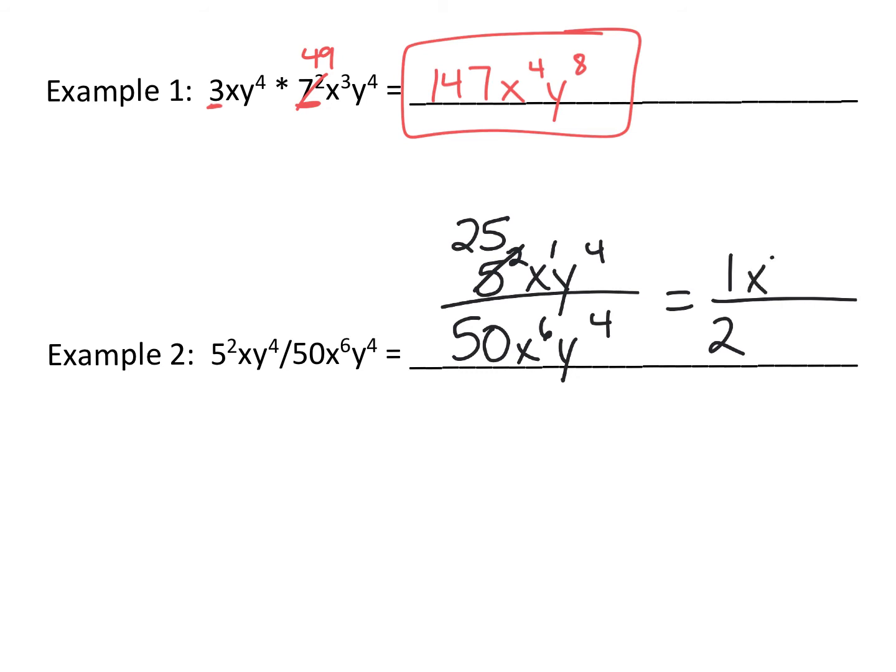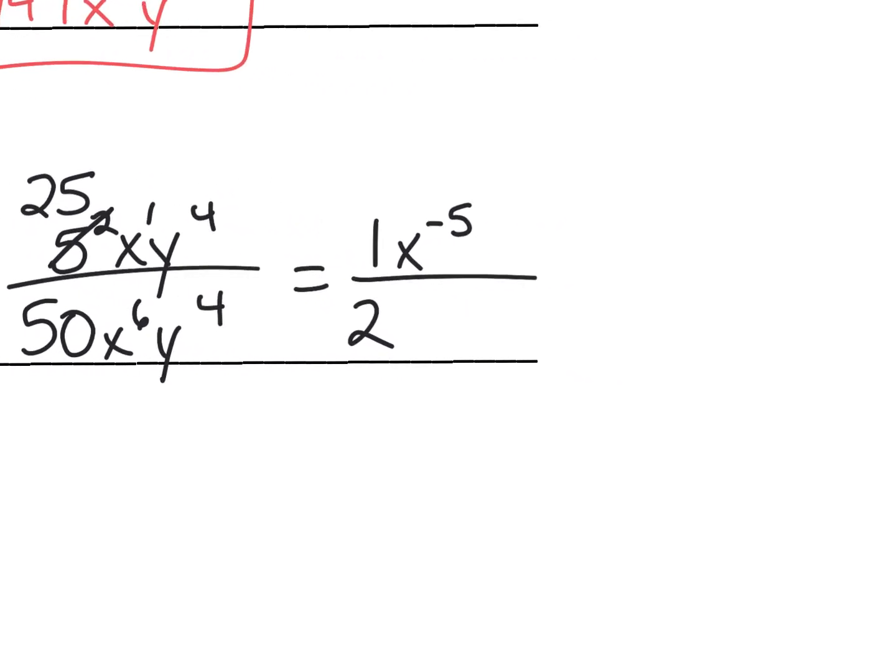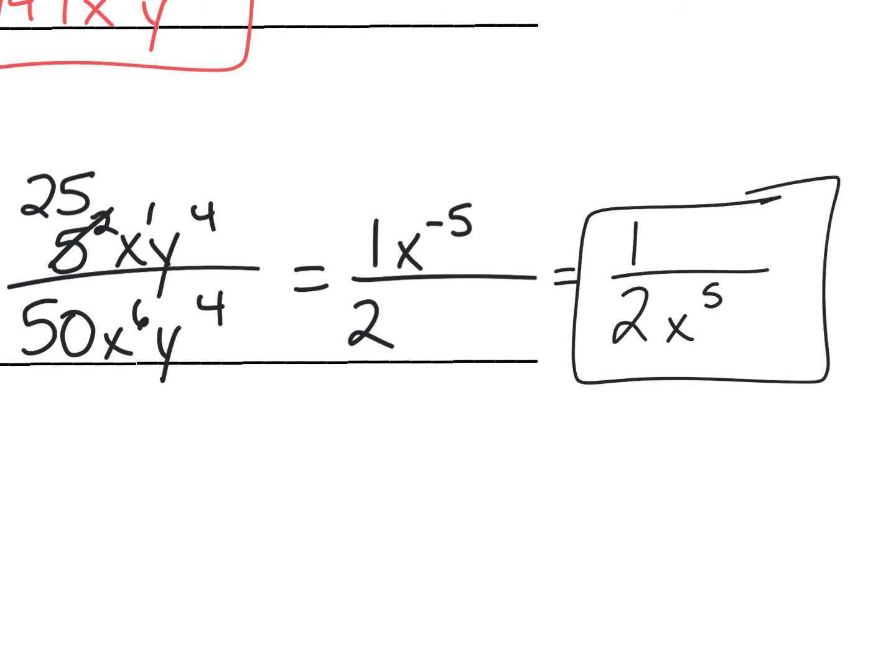X to the negative fifth. Subtract the exponents, and then y to the fourth over y to the fourth is just y to the 0, which we know is just 1, okay? However, can I leave this negative exponent up top? No. What do I need to do with it? Move it down, right? The coefficients are going to stay the same. They don't move, okay? Just the base and the exponent. So the x and the 5. So that is my final answer.